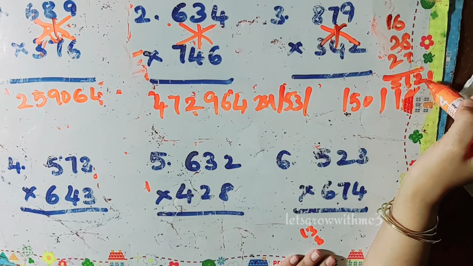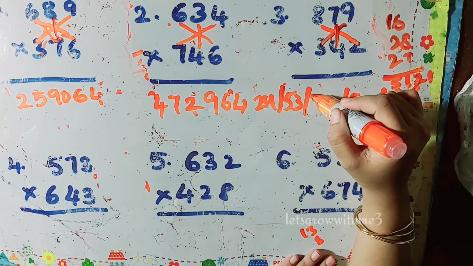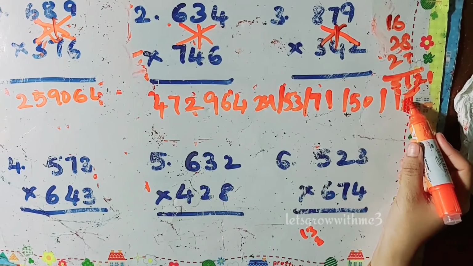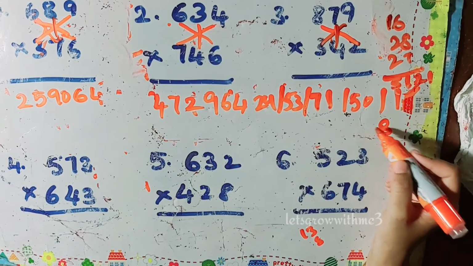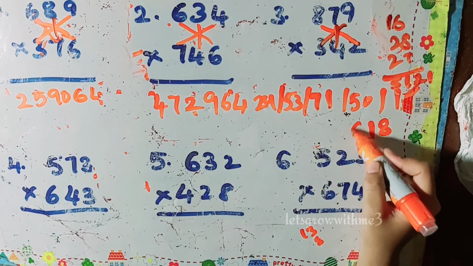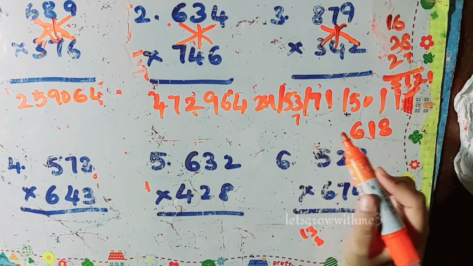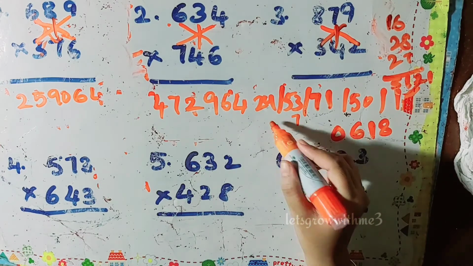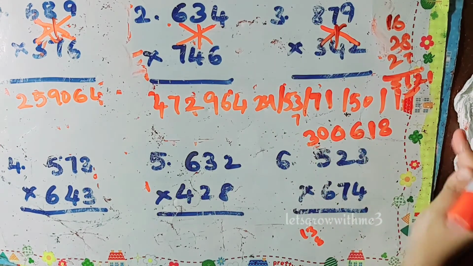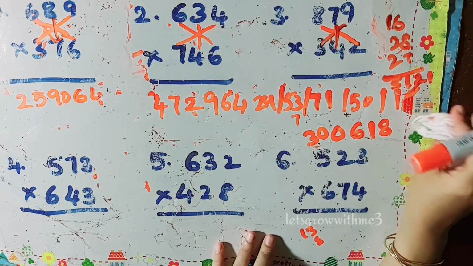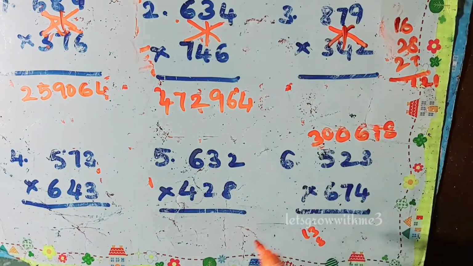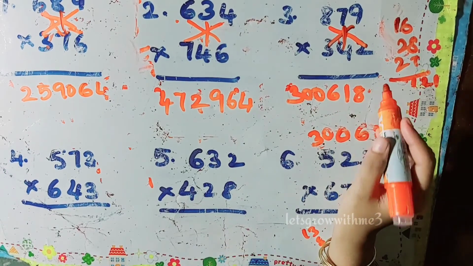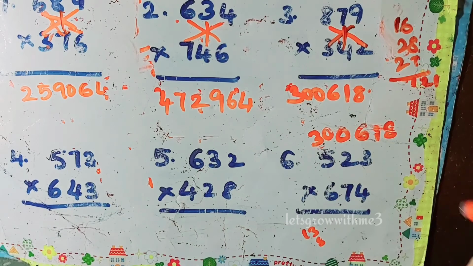And do balancing. 71, so write down that value over here, and then write down the value 8. Then 50 plus 1 is 51. So 1 here, 5 here, then 6 here, 7 here, then 0 here, and then 6 here. Then 24 plus 6 means 30. So the answer is 300,618.